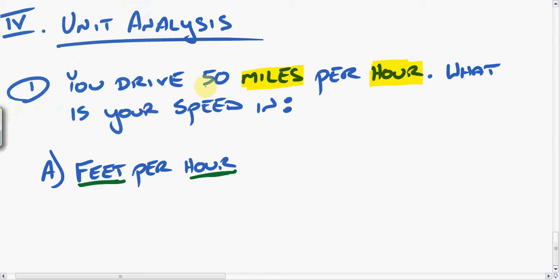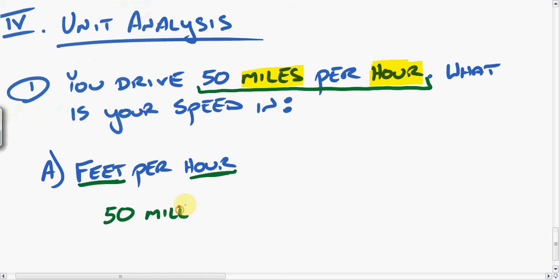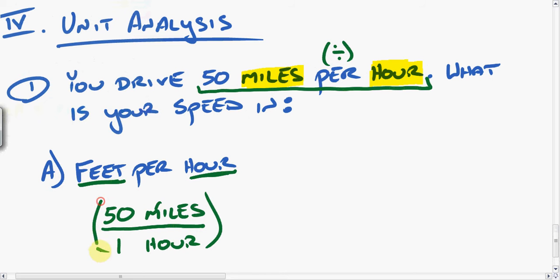The first thing I'm going to do is take 50 miles per hour and turn that into a little ratio, which is 50 miles per, where per is the word for division, over how many hours? 1 hour. So we got 50 miles per hour. That's given in the problem, and I want to change it to feet per hour. So I need to change miles to feet.